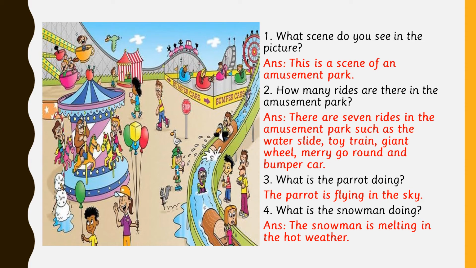What is the parrot doing? The parrot is flying in the sky. What is the snowman doing? The snowman is melting in the hot weather. All these answers, you are supposed to write as your picture description. The answers in the form of sentences form a part of your picture description.